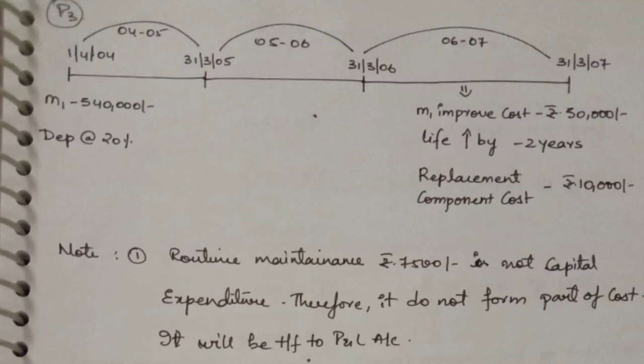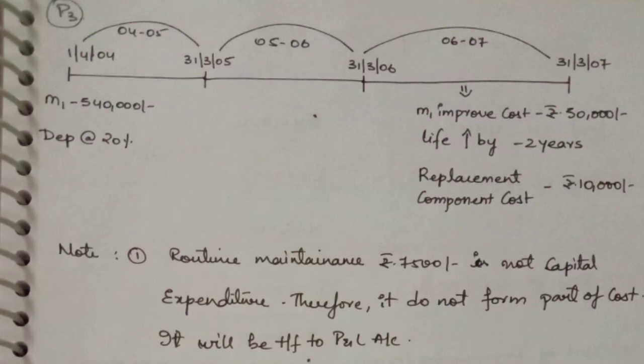So 1st April, what is the transaction we are doing? That is we are purchasing machinery costing rupees 5,40,000. Next they have given the depreciation, that is 20%. Okay, I have taken note of this. The next thing is during 6-7. So it means from 1st April 2004 to 31st March 2005 there is only one transaction.